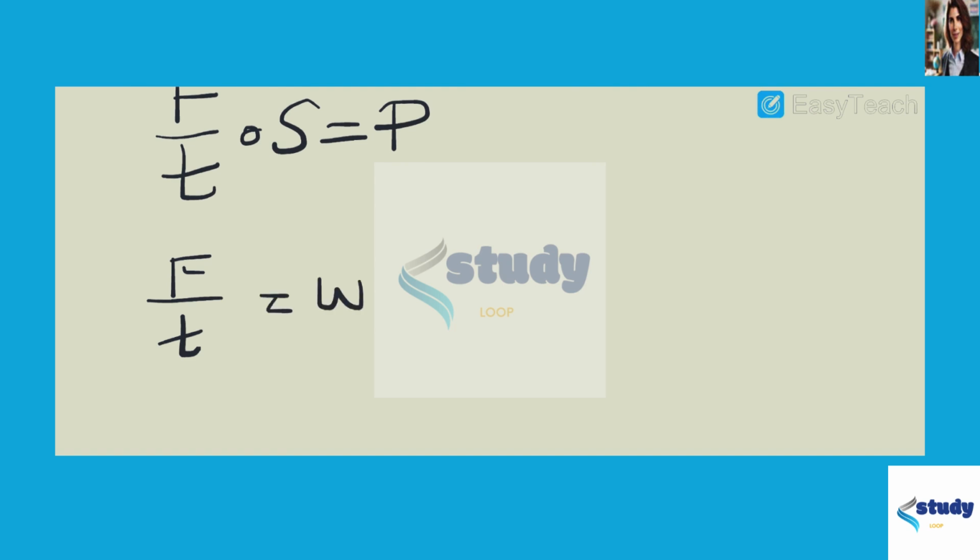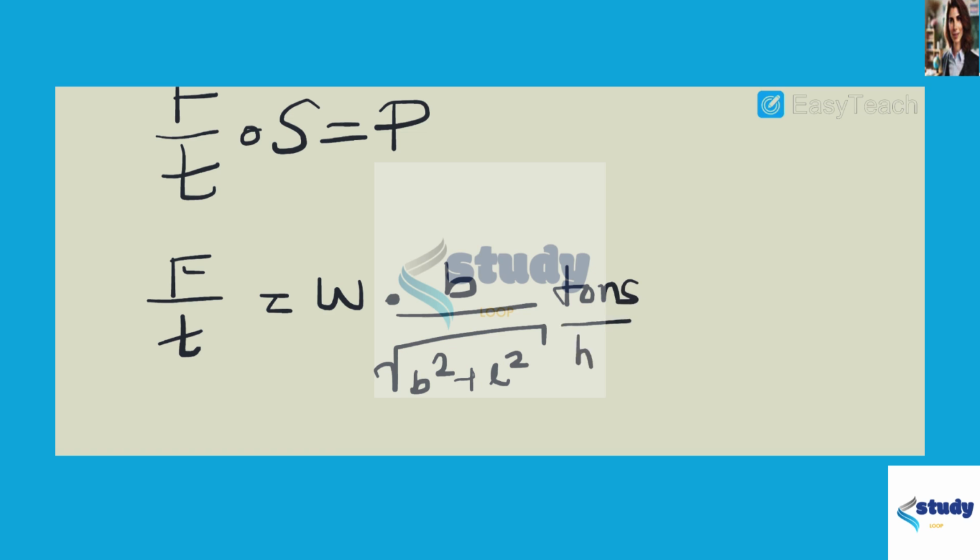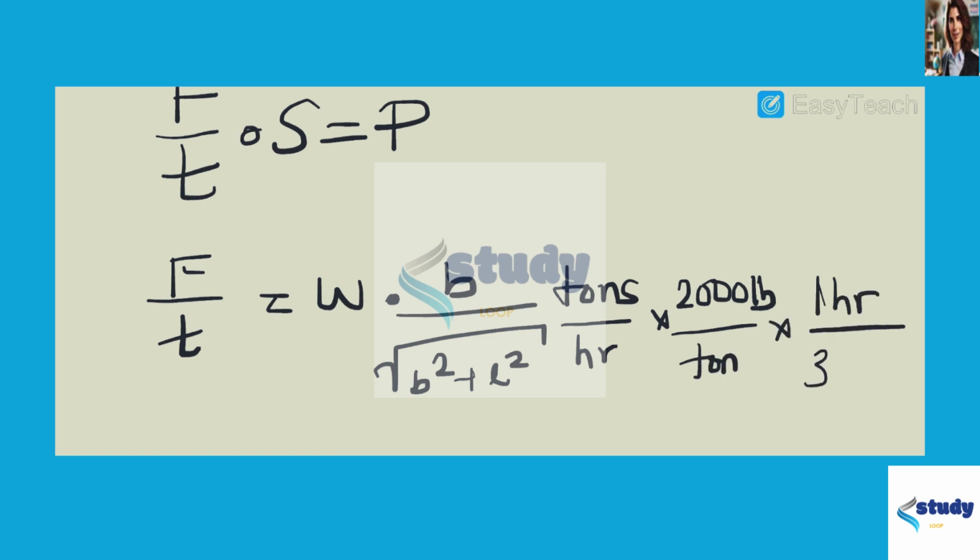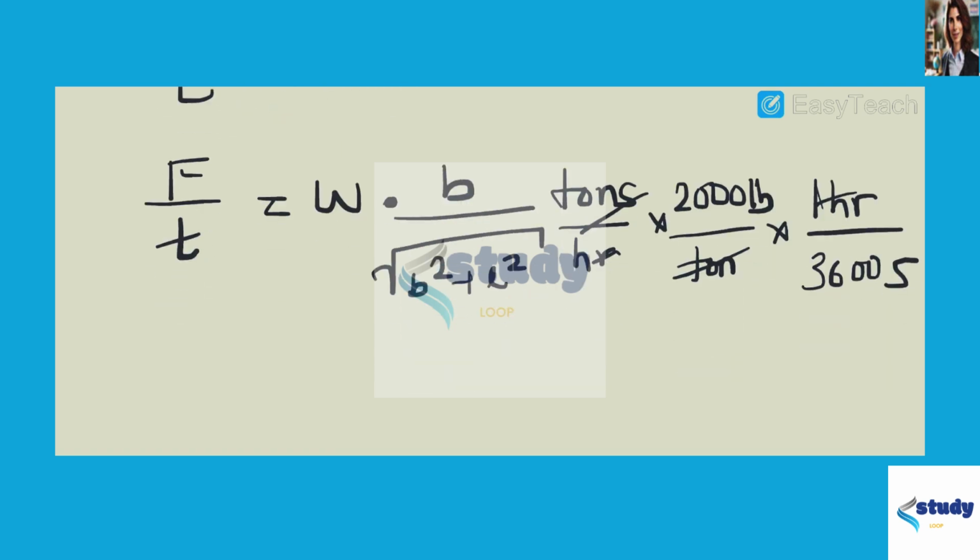It's going to be weight times sine theta, which we remember as B over the square root of B squared plus L squared. And remember that this is actually in tons per hour. So this is in tons per hour. And what I want to do is change this to pounds per second. So there are 2,000 pounds in a ton. So 2,000 pounds per ton, and then 3,600 seconds in an hour. So you can see these units canceling out.